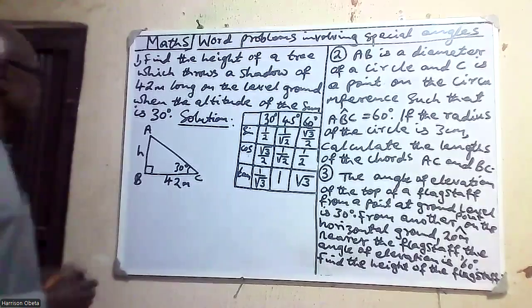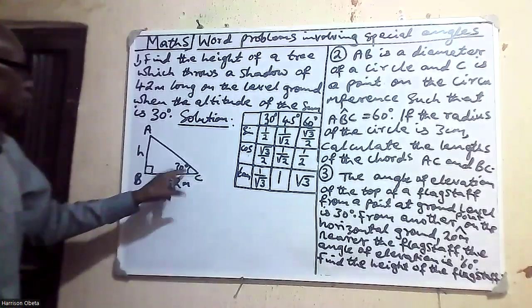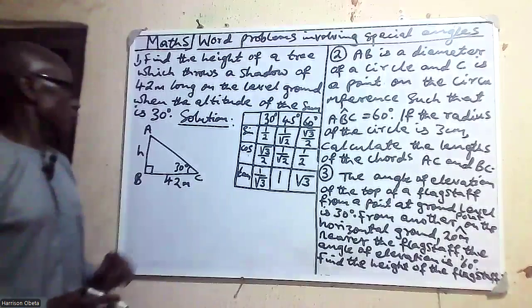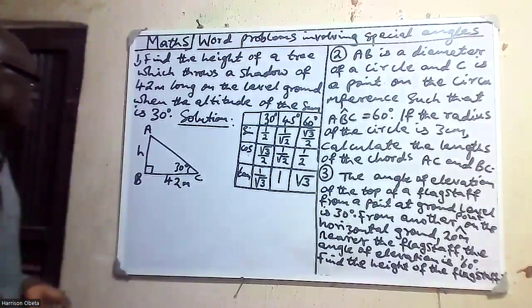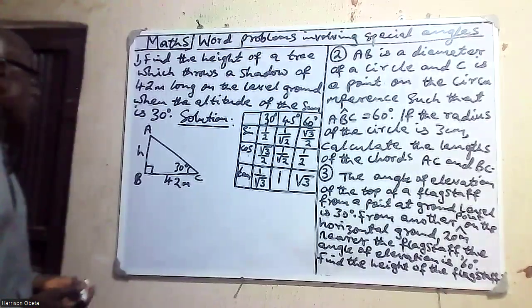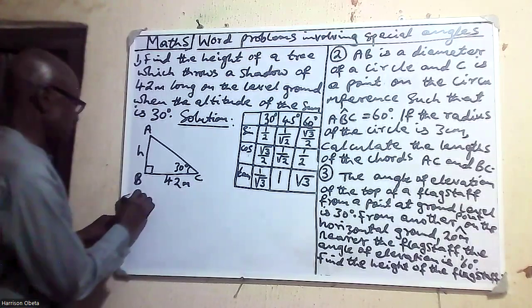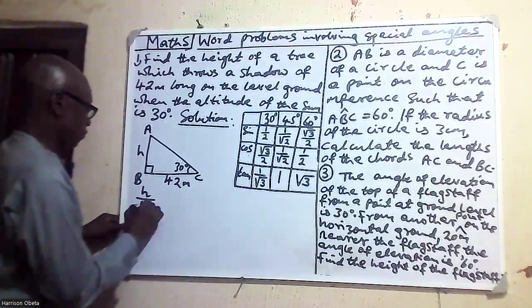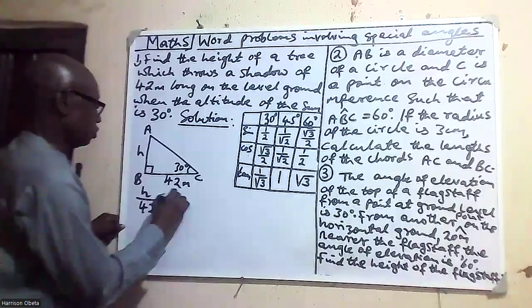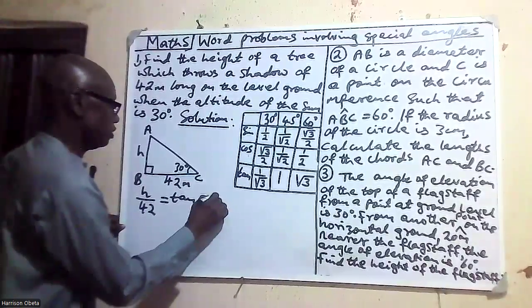And by looking at it, you discover that this H is opposite to the given angle, while 42 is the adjacent. So we are going to use a tan. That is H over 42 is equal to tan 30 degrees.